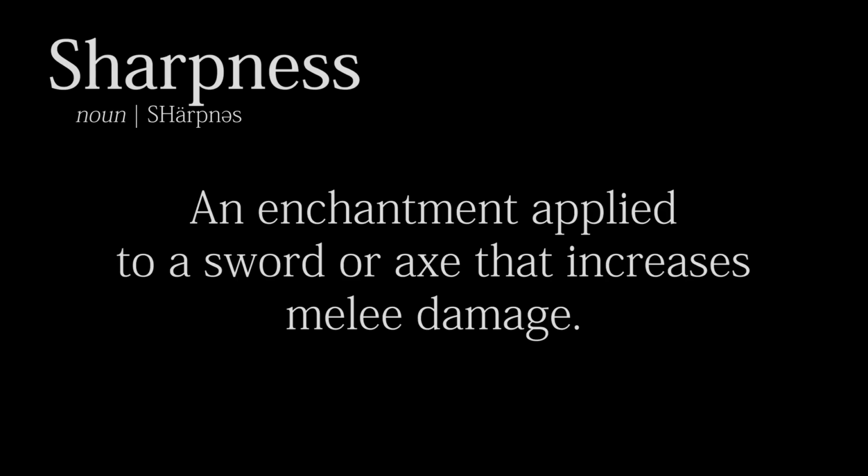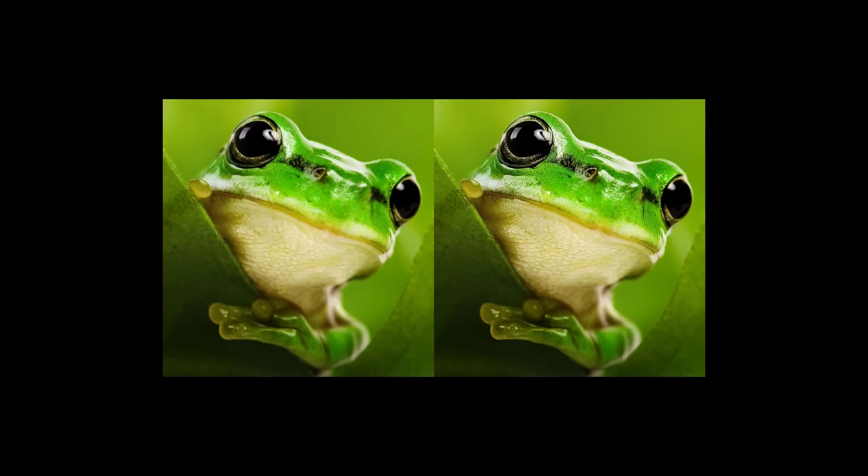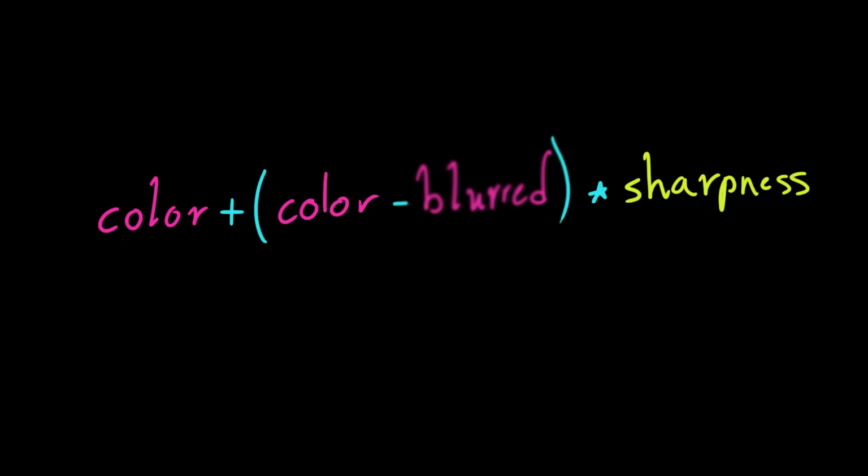Last up in the color effects you're probably familiar with, we have sharpness. Sharpness is a bit difficult as it requires us to have a blurred version of the render. The way sharpness filters work is they exaggerate the brightness difference between edges in an image. This creates the illusion of higher detail by having more pronounced edge lines. The general formula for sharpness is color plus the color minus the blurred color times the sharpness, where sharpness is how accentuated the brightness difference between the two colors becomes.